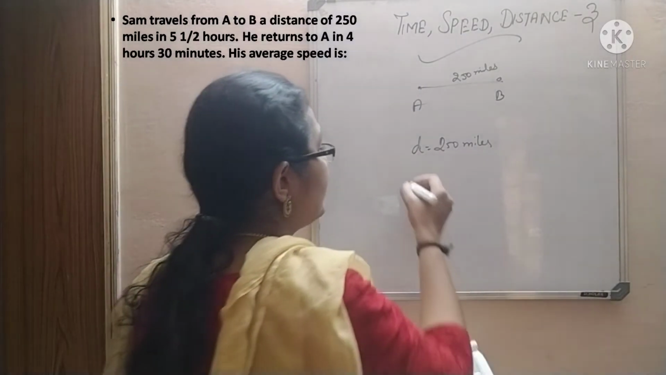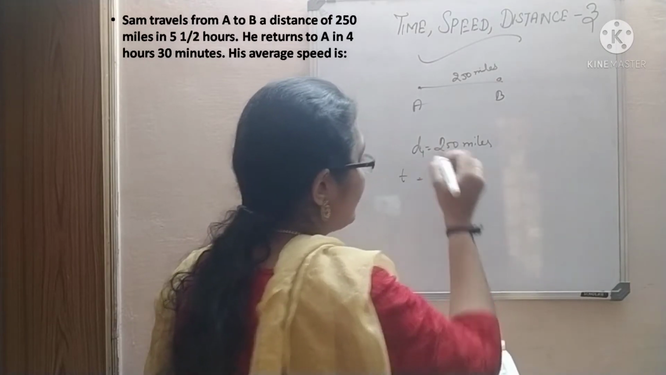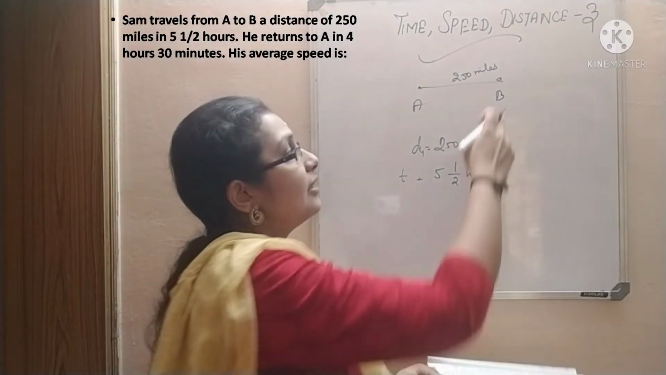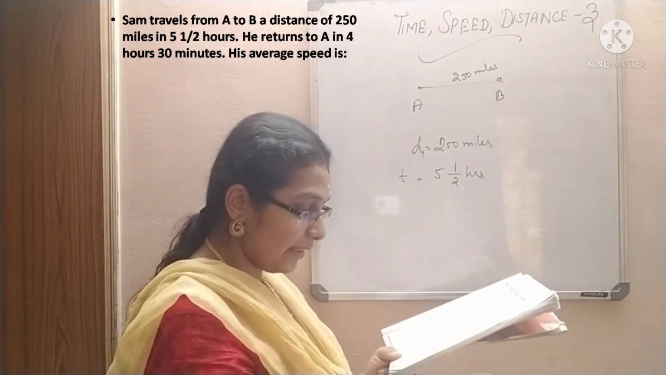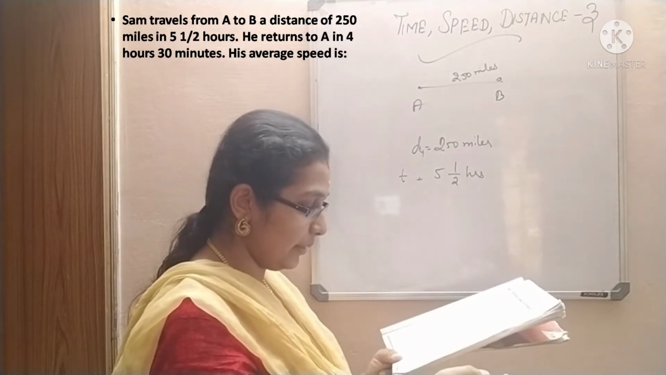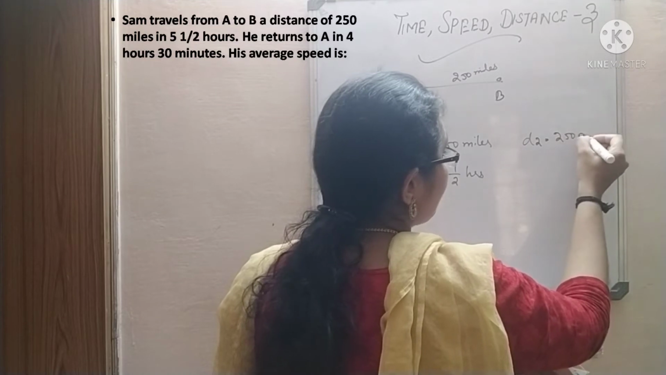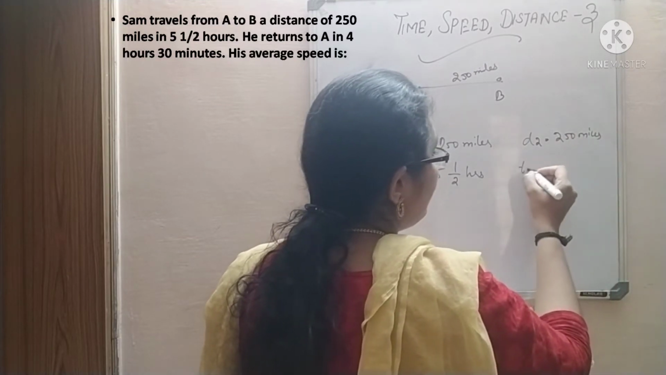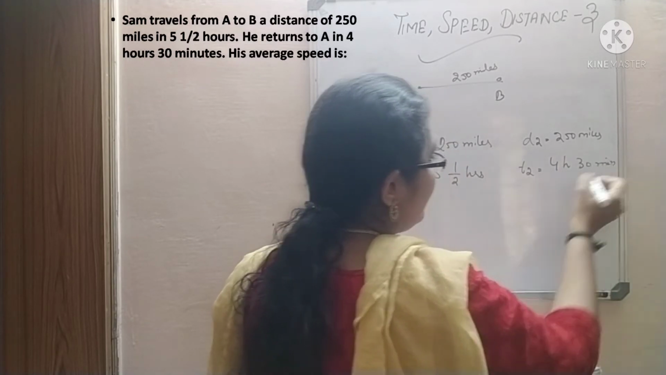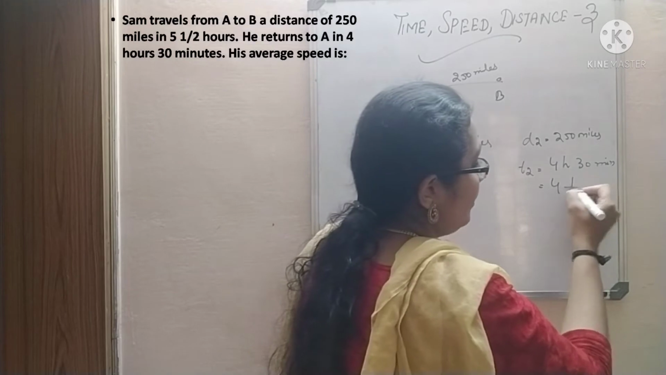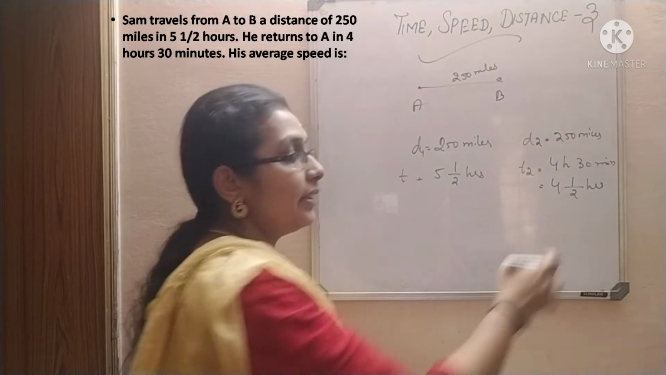In 5.5 hours. So time they have given as 5 1/2 hours. He returns to A. That is, he is covering the same distance. This is the hint that you have to note here. He is covering the same distance in 4 hours 30 minutes. So D2 is equal to 250 miles, and T2 is 4 hours 30 minutes, which you can convert and write as 4 1/2 hours. 30 means 30 by 60, so when you cancel, you get 1/2.